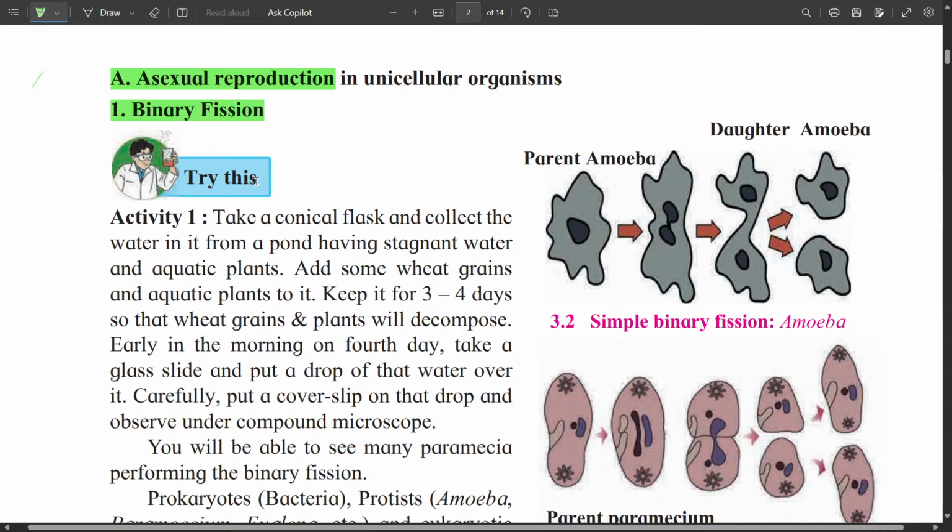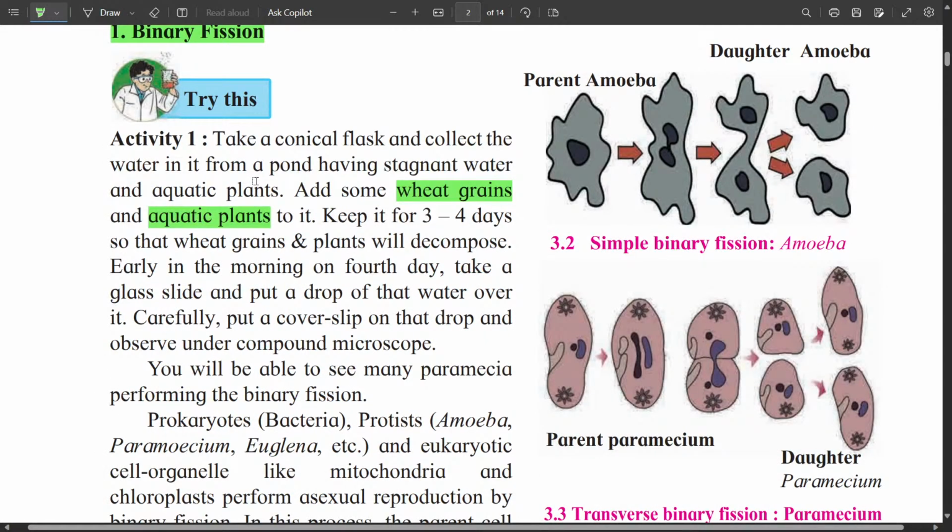Take a conical flask and collect some water from a pond having stagnant water and aquatic plants. Add some wheat grains, that is food material, into it and some aquatic plant. Keep it for 3-4 days so that the wheat grains and plants will decompose. Early in the morning on the 4th day, take a glass slide, take a drop of water from this flask, then put a cover slip and observe that drop under a compound microscope. You will see many paramecia and they are performing binary fission.